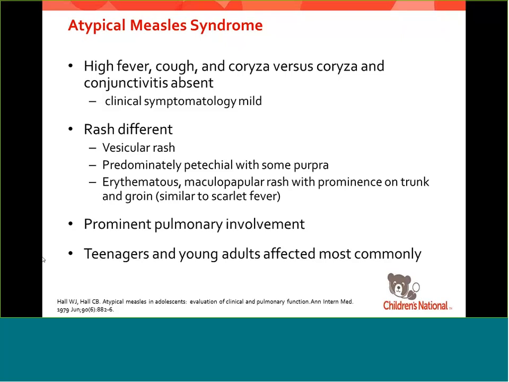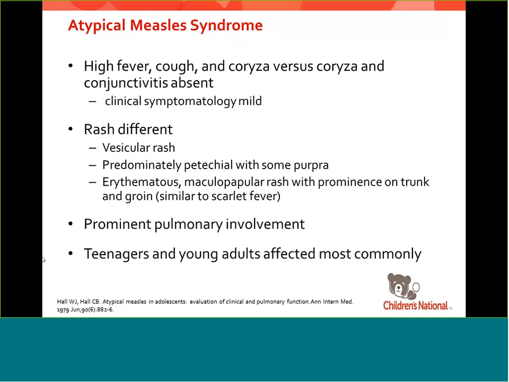In general, the clinical symptomatology is much milder with atypical measles syndrome than it was with the classic measles description that I showed you earlier. However, the classic description is very important for all of us to keep in mind because it is what we would typically expect to see, for example, in an unimmunized individual.